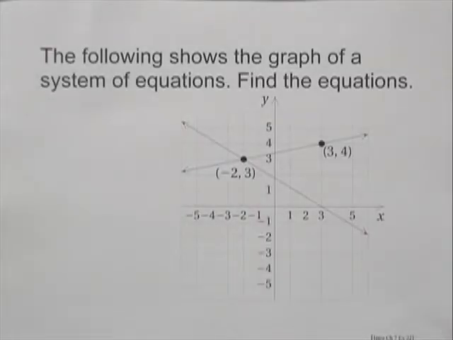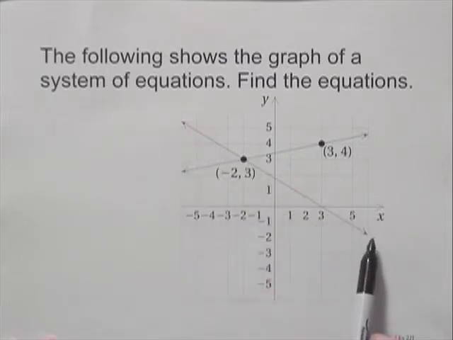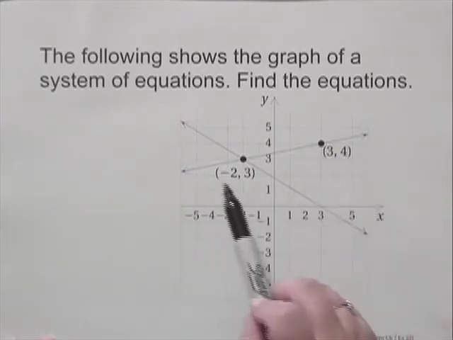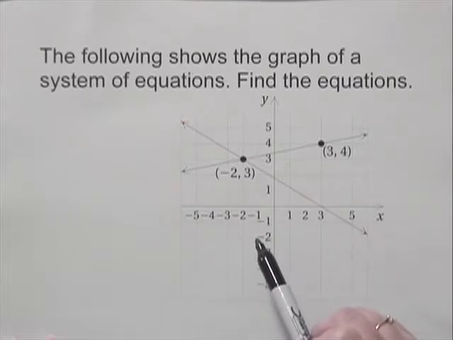The following shows the graph of a system of equations. Find the equations. We have two equations shown, a red line that slants down from left to right and a blue line that slants up from left to right. The blue line contains 2 points shown, and we'll be able to find the equation of that line using those 2 points.